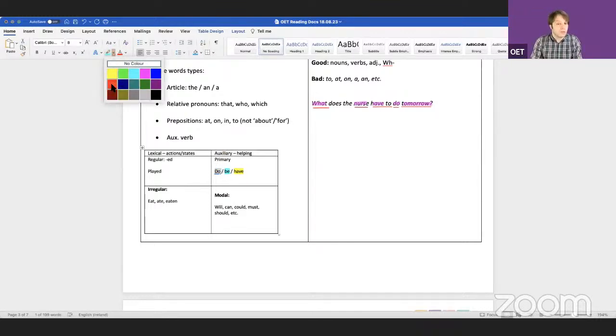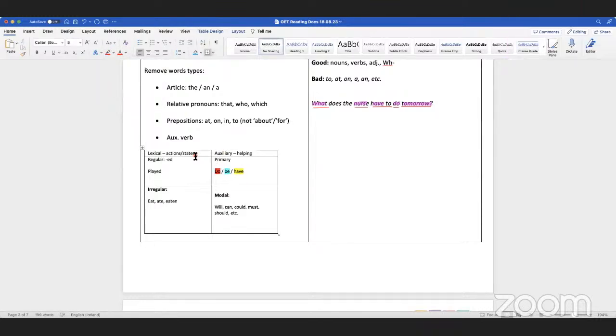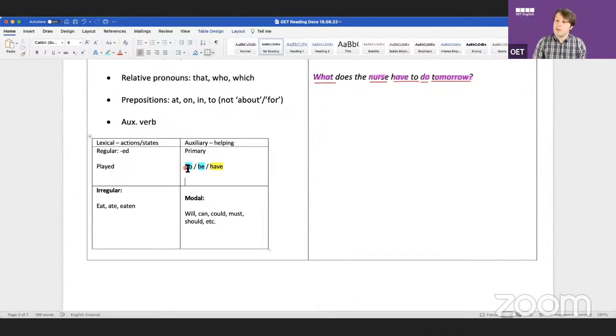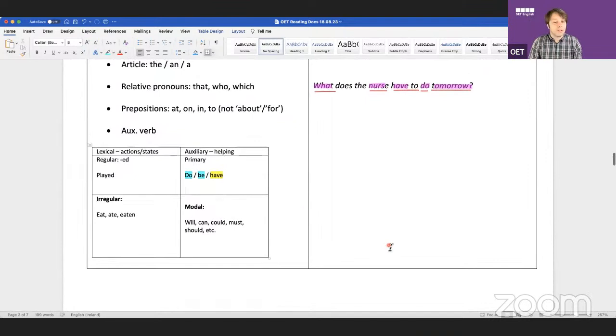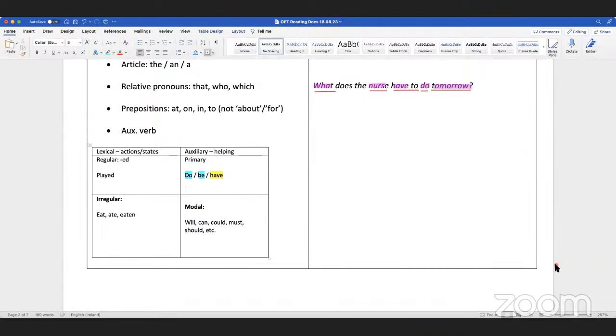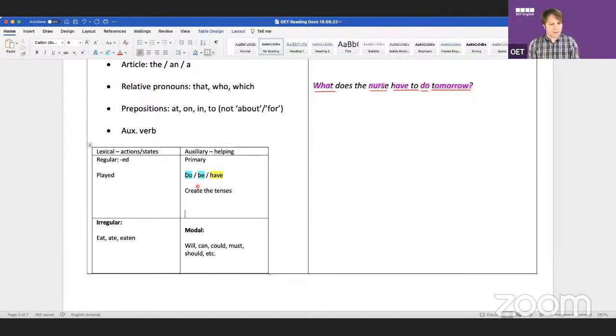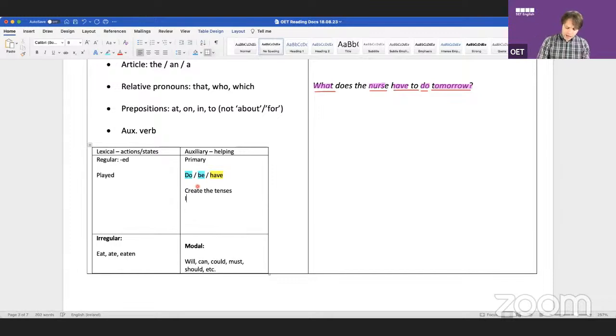Why else? They help the verb. We can use them in the negative, right? In present simple, you need do in the negative. Guys, we use these in statements, they create the tenses. That makes sense. Look. I eat an apple.